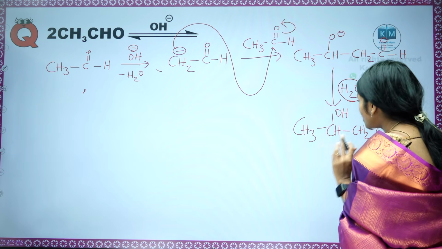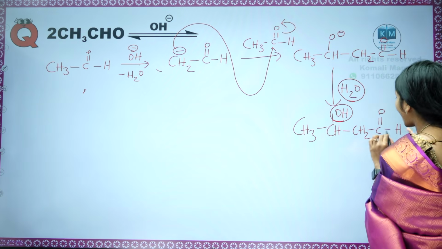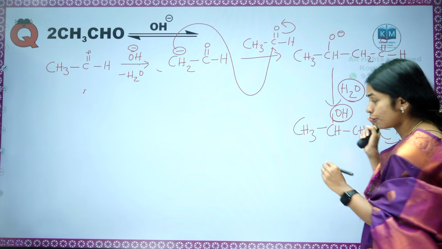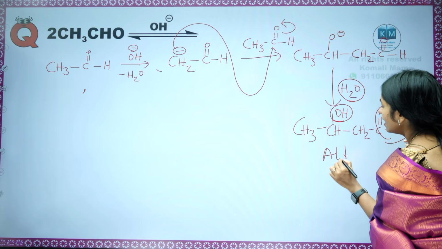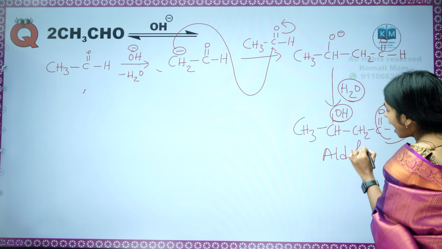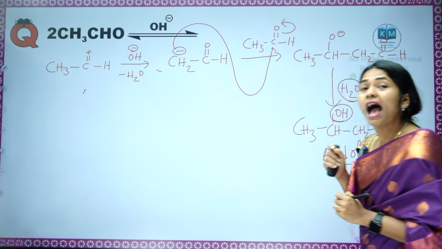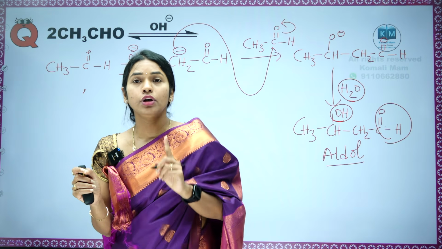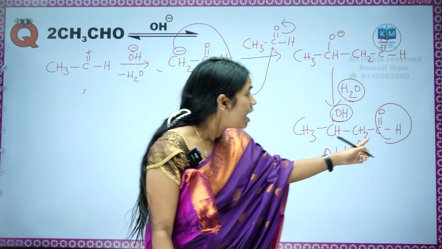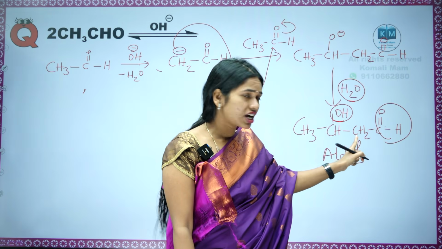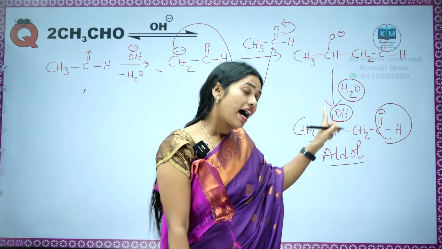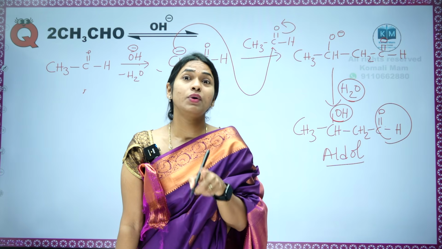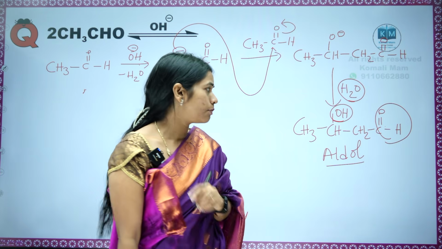This is a special structure. Why? Because it has an aldehyde group and an alcohol group. Ald means aldehyde, ol means alcohol. This is called aldol, which is also known as beta hydroxy carbonyl compound. Why beta hydroxy? Carbonyl carbon, next carbon is alpha, that next carbon is beta. At the beta position an OH group is there, that's why it is called beta hydroxy carbonyl compound.